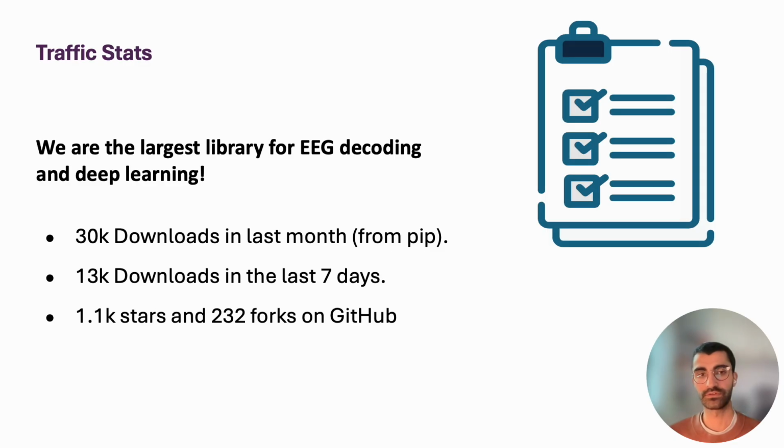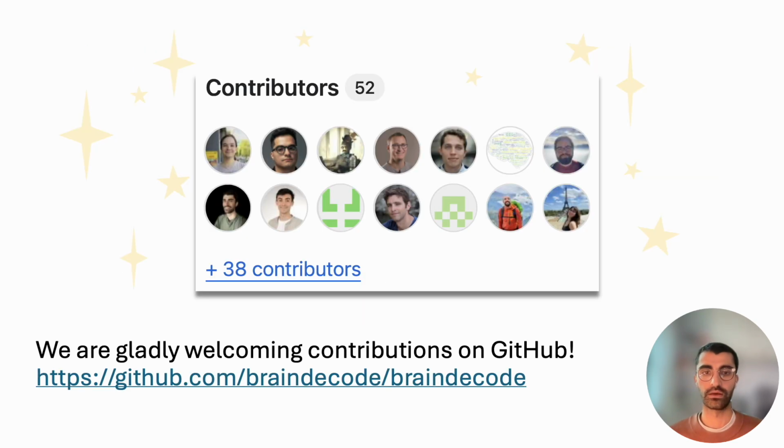But before we dive into that, here are a few statistics about Braindecode. We're clearly the largest library for EEG decoding using deep learning. We have 30,000 downloads in the last month and 13,000 in the last 7 days. A lot of people are contributing on GitHub, with many stars, many forks. And Braindecode is alive just because of its contributors. So if you are interested in contributing, you're very welcome. We are always welcoming new contributors.